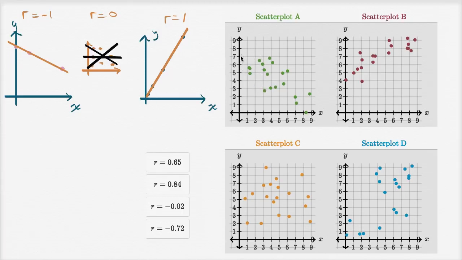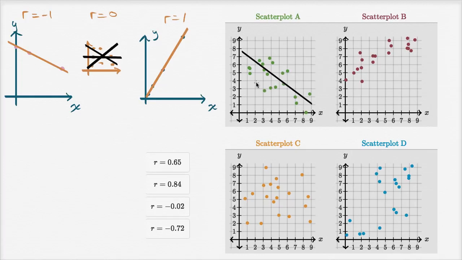So for scatter plot A, if I were to try to fit a line, it would look something like that. If I were to try to minimize distances from these points to the line, I do see a general trend that when y is high, x is low, and when x is larger, y is smaller.